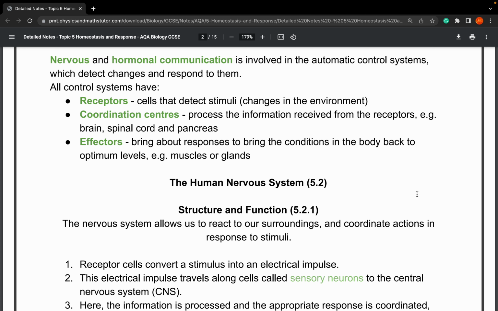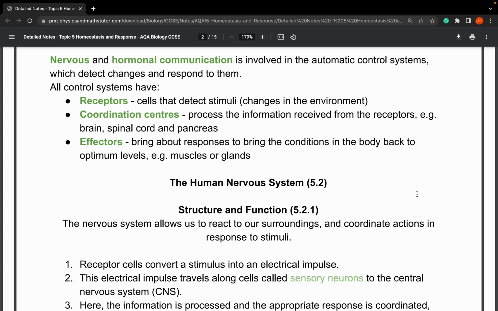It has three stages. One is the receptor. These are cells which detect changes in the environment, or stimuli. For example, if we drink less water, the glomeruli cells in the kidney detect that there is less water with the help of osmolality. Then there are coordination centers. The coordination centers are present in the brain, spinal cord and pancreas. The brain is for thinking, moving around, etc. The spinal cord is for respiration, heart rate, etc. The pancreas is for sugar control or diabetic control.